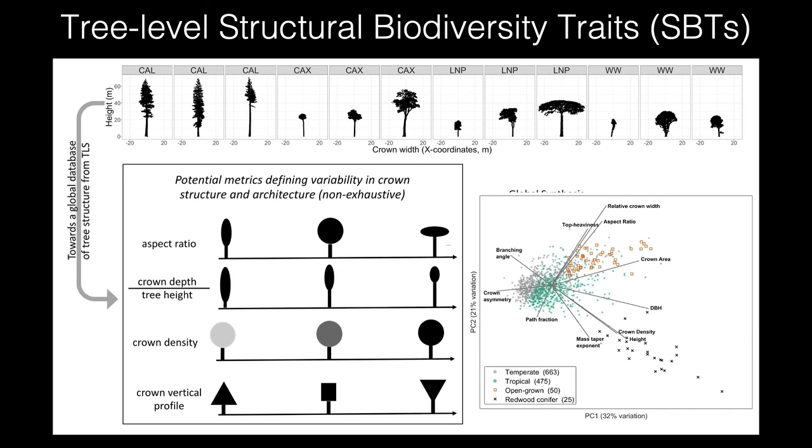So what are these tree-level structural biodiversity traits that we're talking about? Here you can see an example of some of these traits, whether it be aspect ratio of individual tree crowns, crown density, the vertical profiles. For this project, we have detailed a number of different traits that we're intending on deriving at each one of these plot locations.